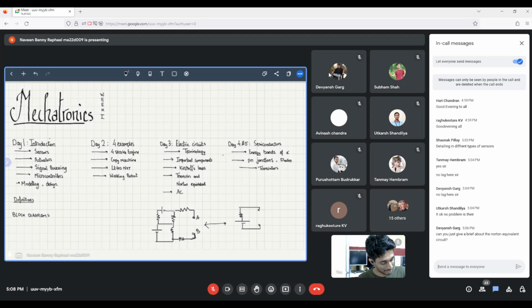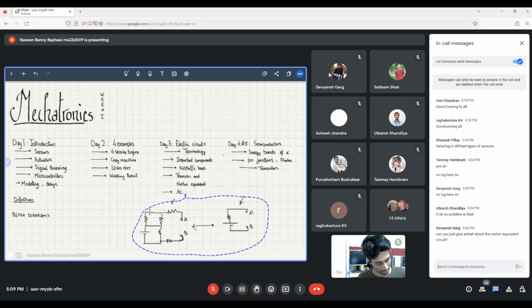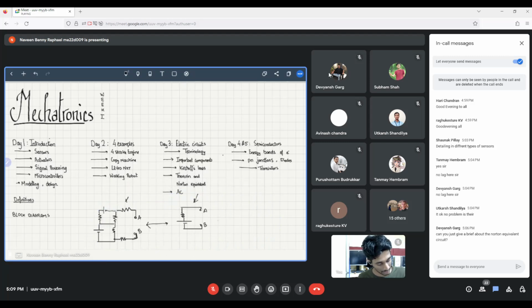So the power of, I mean, naturally we'd rather work with this than this. Now, what Norton says is that this is also equivalent to having a current source in parallel with a resistor.